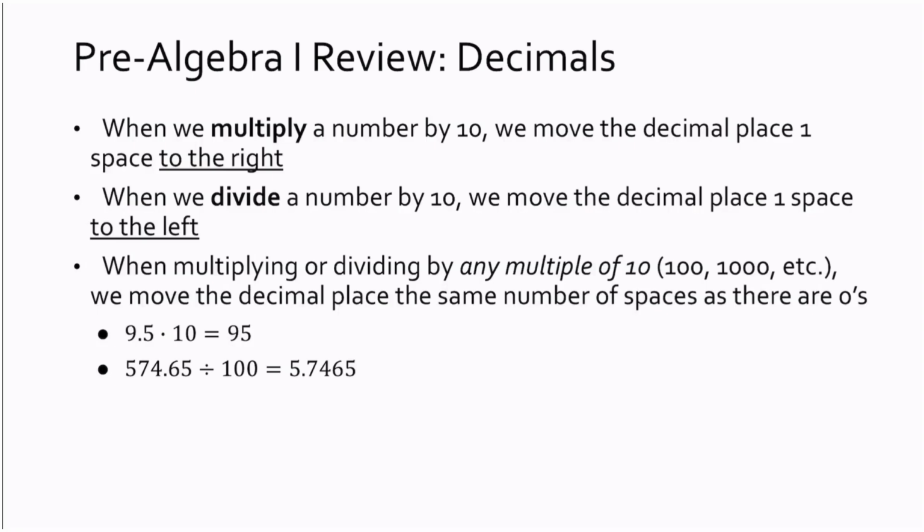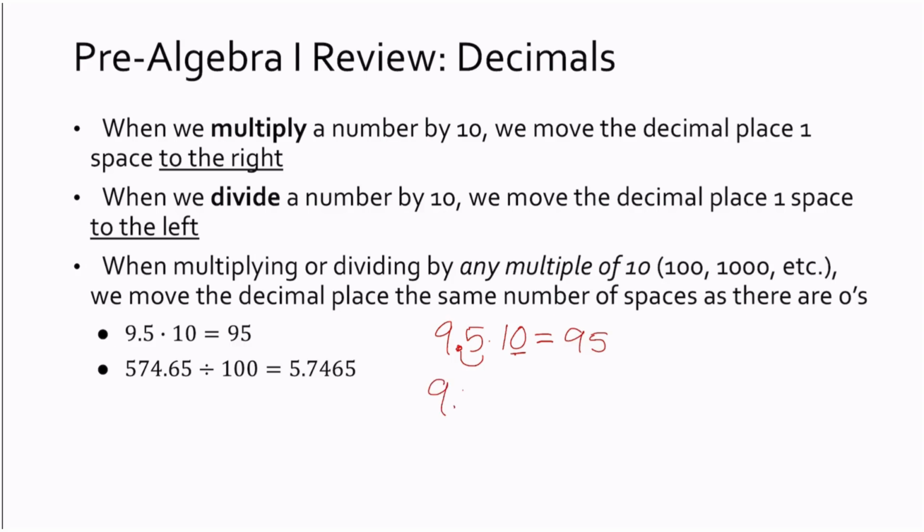Now, one trick that's really fun with decimals is anytime you multiply by 10, we move the decimal place one space to the right. And if we divide by 10, we move it one space to the left. Anytime it's a multiple of 10, so 100, 1,000, 1,000,000, we're moving the decimal place the same number of spaces as there are zeros. So here, if we have 9.5 times 10, we have 1 zero. So we're going to move this decimal place one spot, and we get 95.